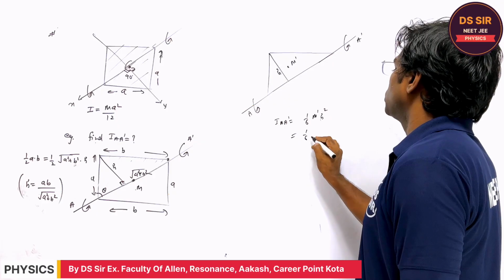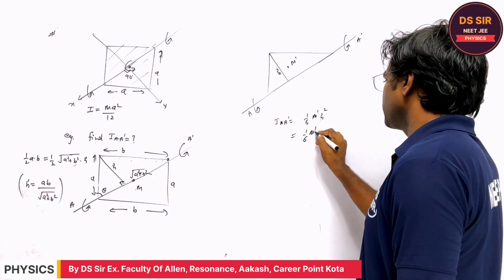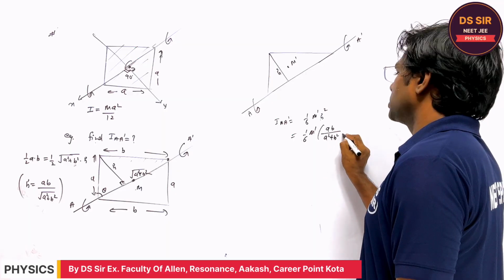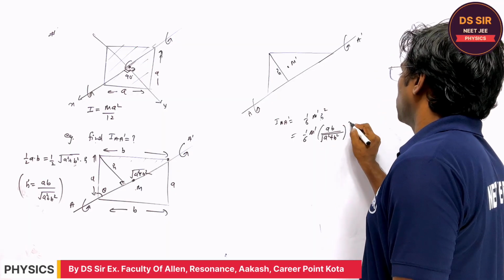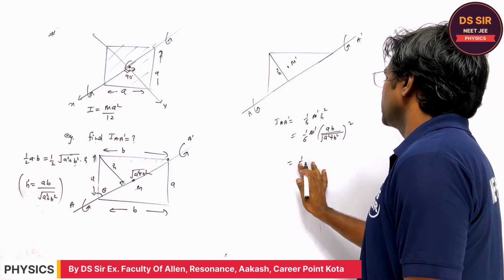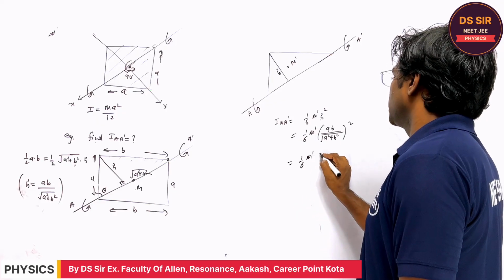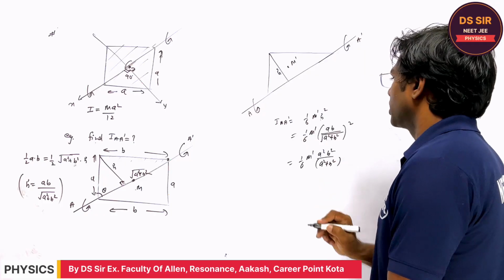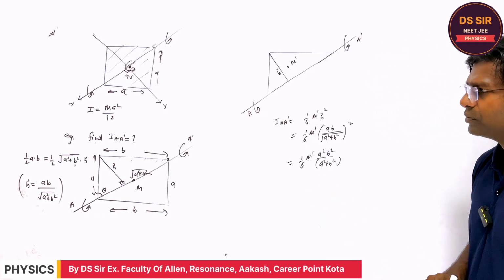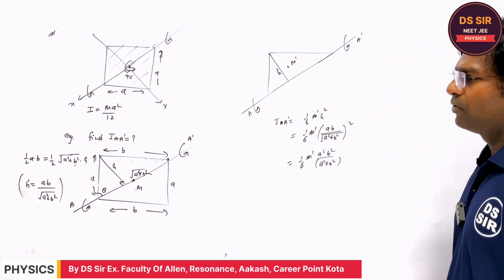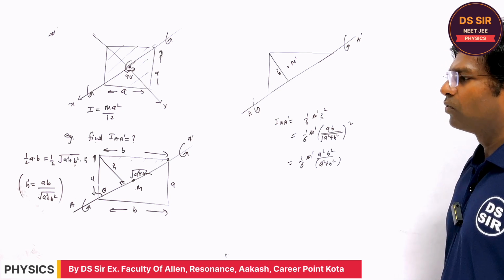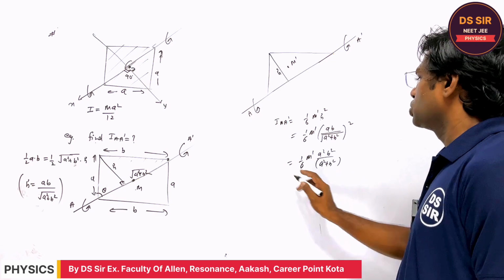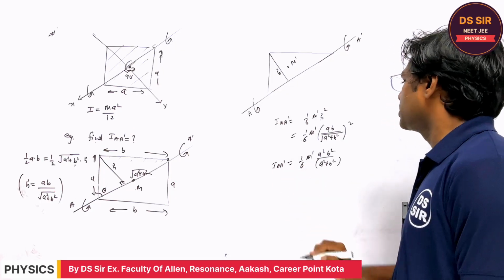So what is the m dash, you tell? The m dash is m dash. What is the h? Say AB upon root over A square plus B square. 1 by 6 m dash A square B square upon A square plus B square. Are you getting or not? This is the h. 1 by 2 AB, that is 1 by 2 base into height. This is the height. So this is the IA dash. Is it clear or not?